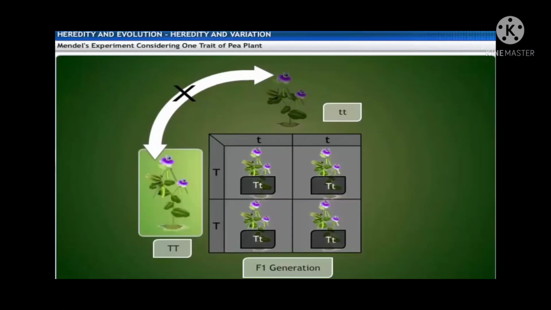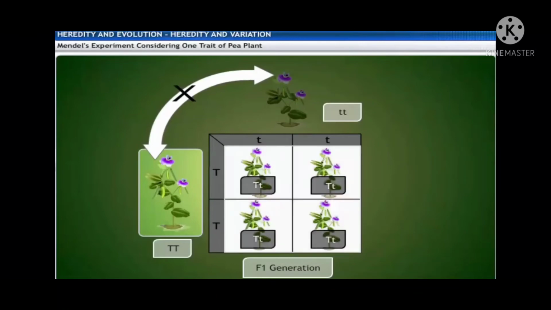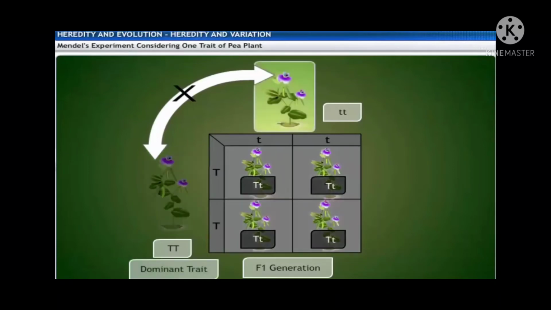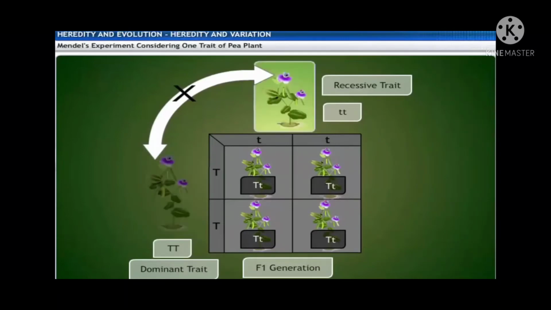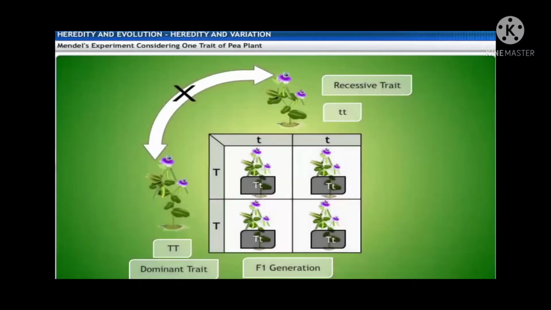This means that only one of the parental traits was visible. The trait which is visible in F1 generation is called the dominant trait, and one which remains suppressed is known as the recessive trait. Here, tallness is the dominant trait and shortness is the recessive trait.